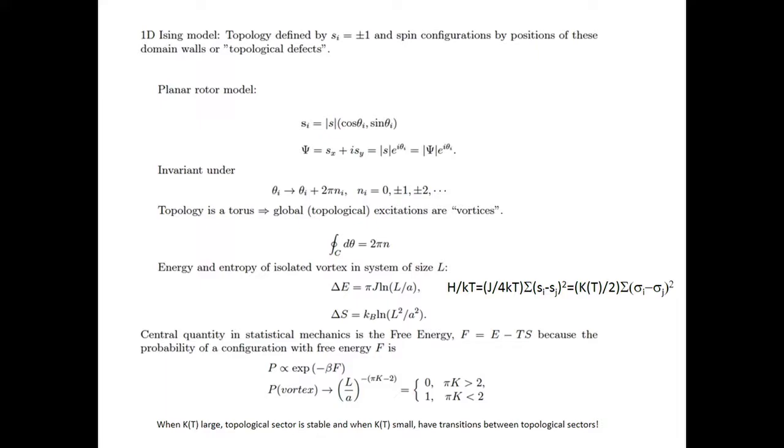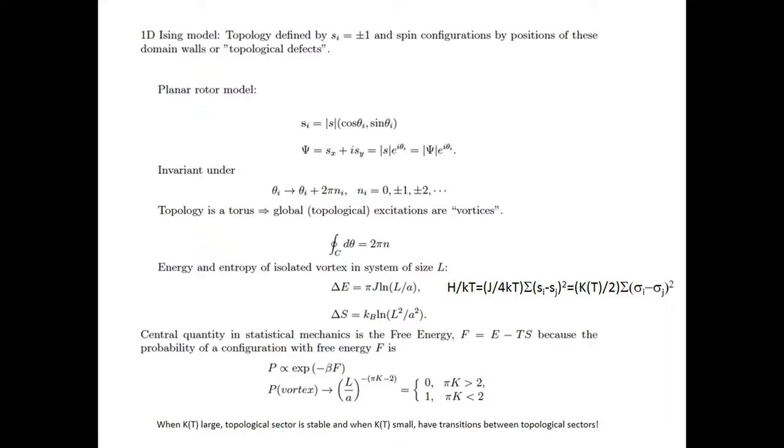And the central quantity in statistical mechanics which we need is the free energy, which is the energy minus temperature times entropy. And so the energy is proportional to the logarithm of the system size, and the entropy is also proportional to the logarithm of the system size. So you calculate E minus temperature times entropy, and you get pi J minus 2kT times the logarithm of the system size. And we assume that the logarithm of system size goes to infinity.